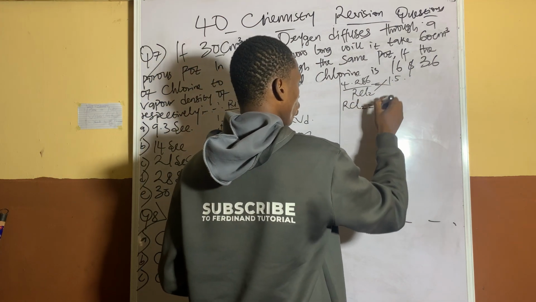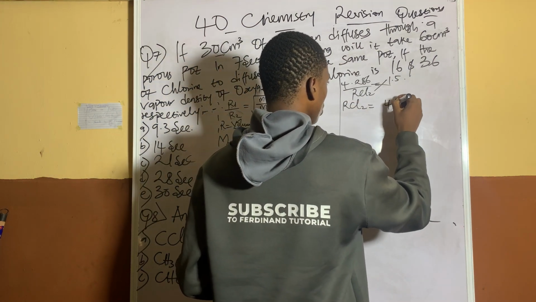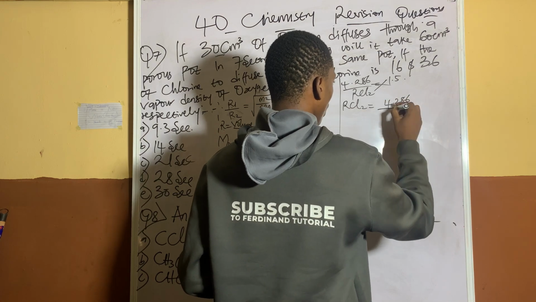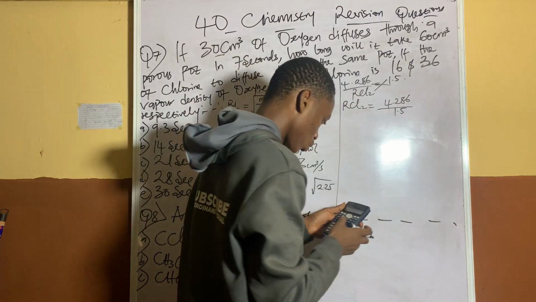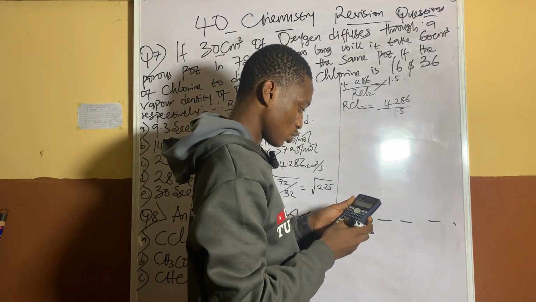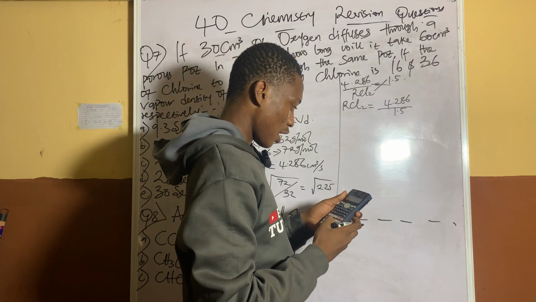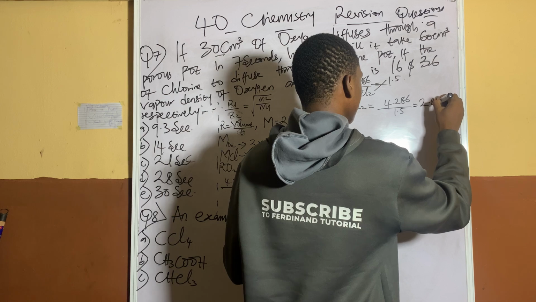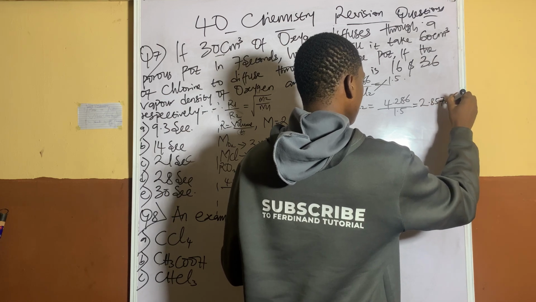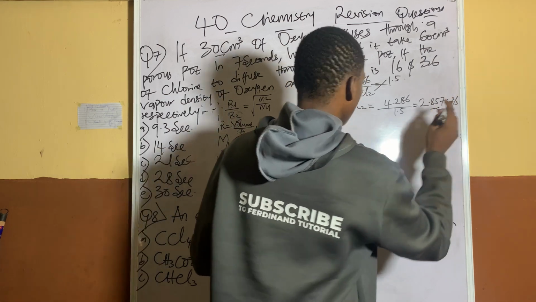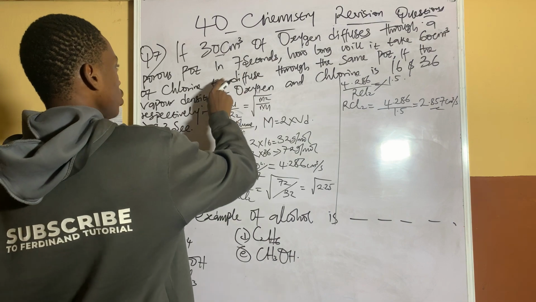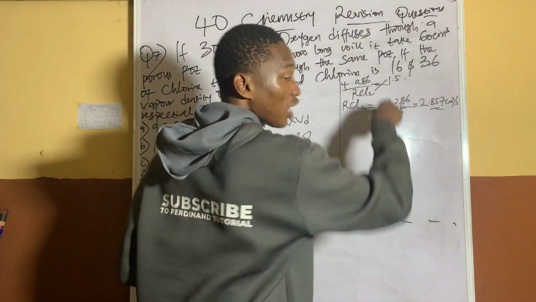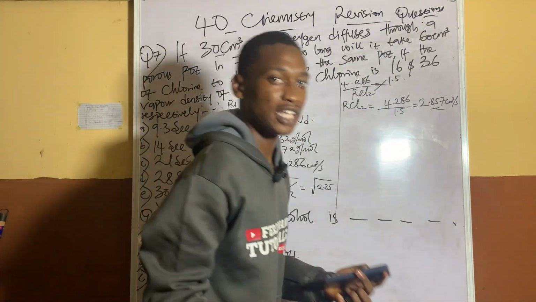So RCl2 will be equal to 4.286 over 1.5. I'm having 2.857. So 2.857 cm cube per second. That's my rate. So remember what they ask us to say. They say, how long is time? They're asking us for the time of chlorine.